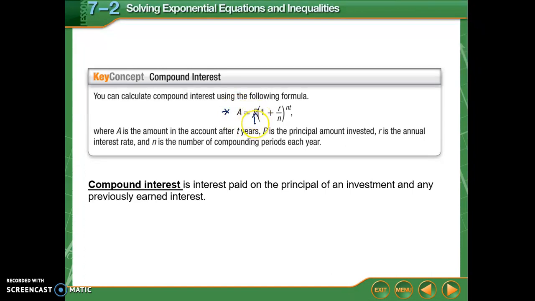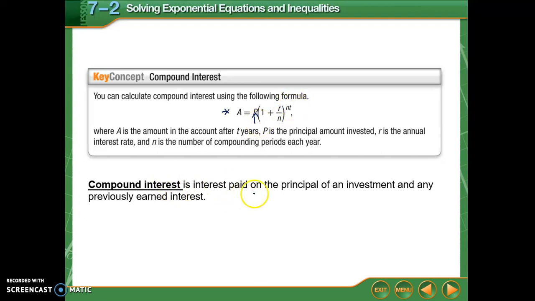P is the starting amount that you invest, times the quantity 1 plus R over N. R is the interest rate as a decimal. N is the number of compounding periods per year. So if you compound yearly, N is 1. If you compound monthly, once a month, that's 12 times a year, so N would be 12. And then T is the number of years.